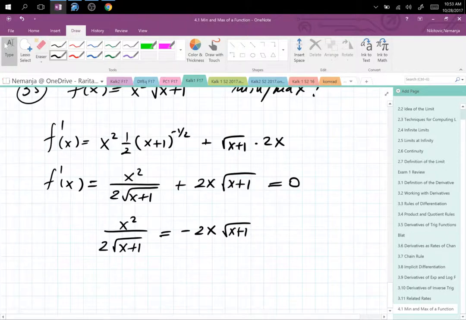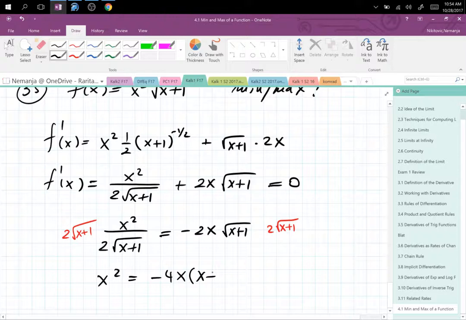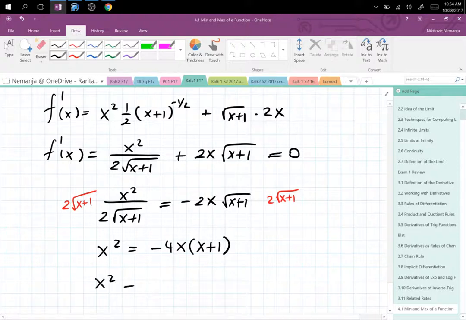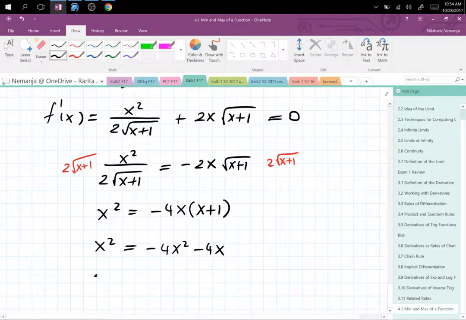Multiply both sides by 2 square root of x plus 1, and we get x squared is equal to negative 4x times x plus 1, because root times root cancels. So I have x squared is equal to negative 4x squared minus 4x. When I put everything in one pile, I get 5x squared plus 4x equal to 0.